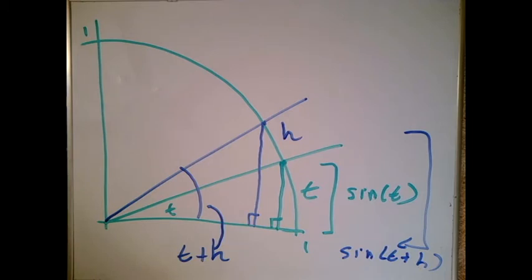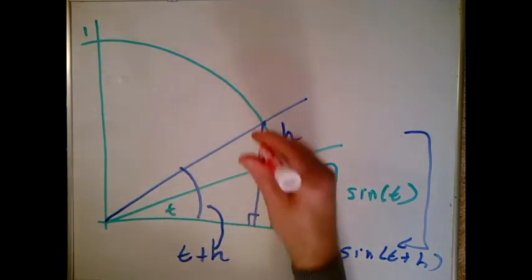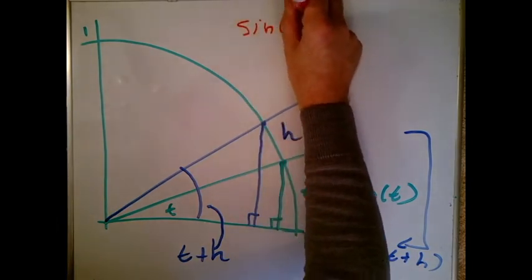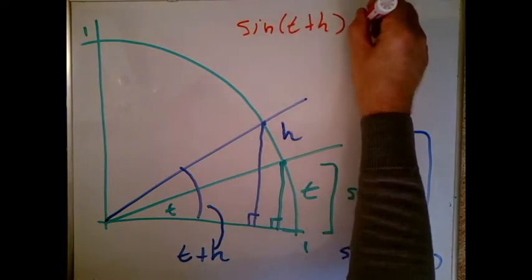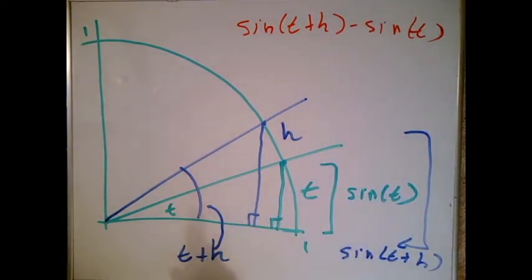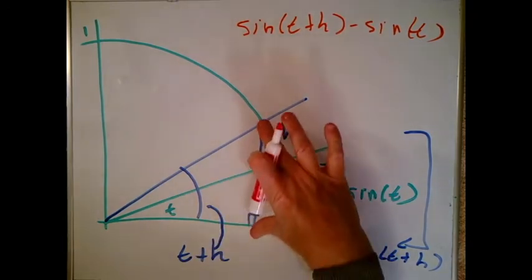Now remember, what we're looking at is, for taking the derivative, we have the sine of t plus h minus the sine of t on top, and we have h on the bottom. So what I want to do next in red, we're just going to see what we can get away with here. That's green. Try red. I want the sine of t plus h minus the sine of t. Now, the sine of t plus h was this big blue distance. The sine of t is just this little green distance. So the sine of t plus h is this height minus this height.